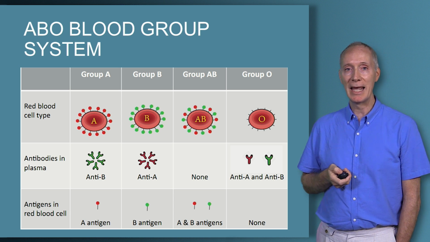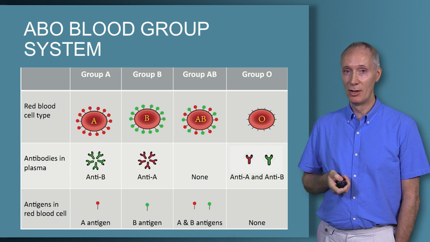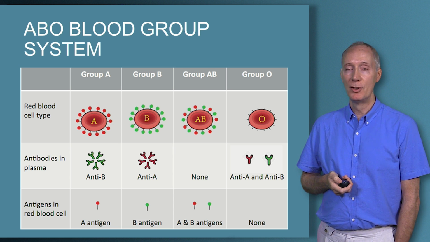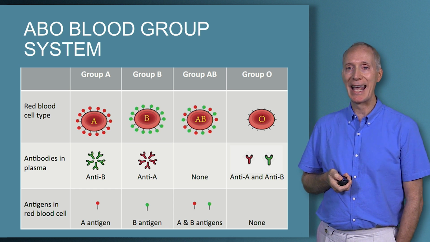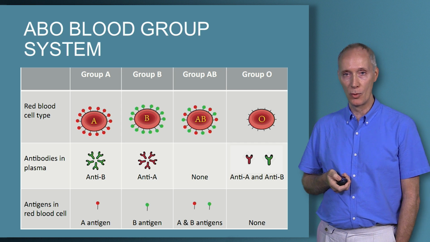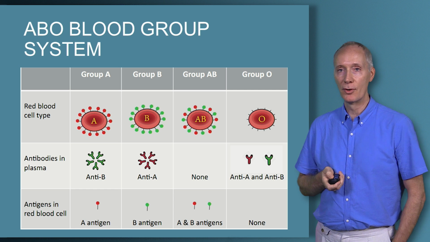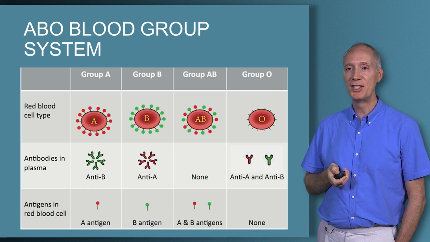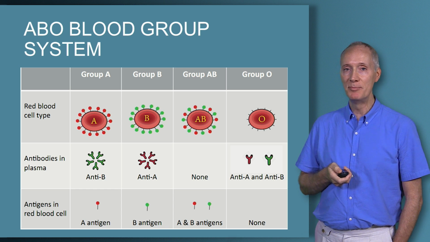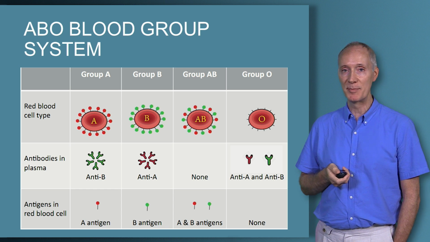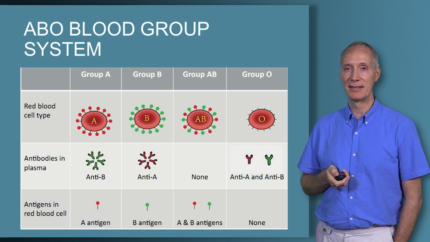When you have group A, you have anti-B antibodies in your blood. When you have group B, you have anti-A antibodies. No antibodies in group AB, and both anti-A and anti-B antibodies in group O. Now look at how the antibodies look under group O. These are IgG antibodies that can cross the placenta. The anti-B and anti-A antibodies in group A and B respectively are IgM antibodies, which cannot cross the placenta.